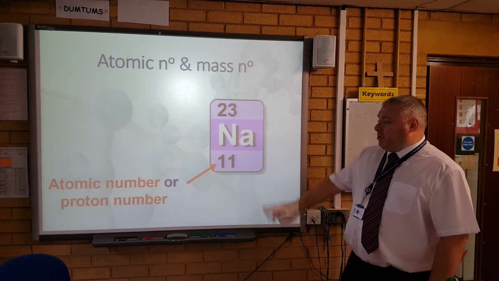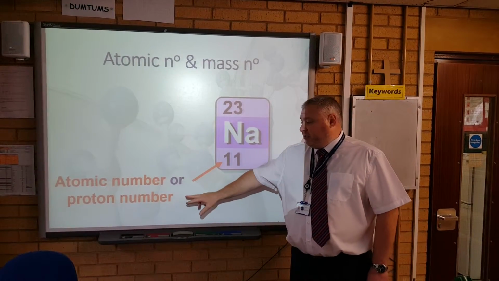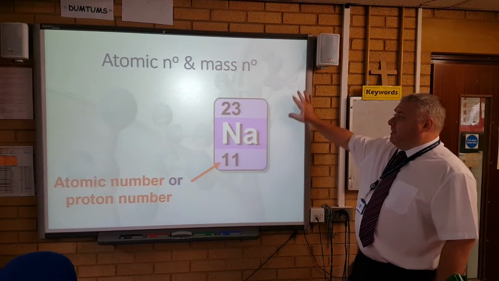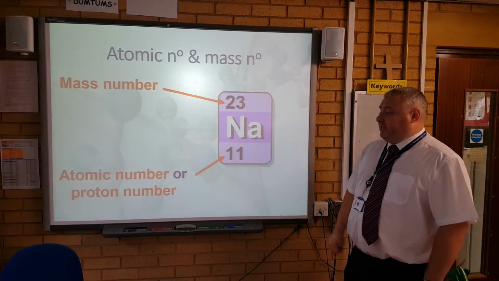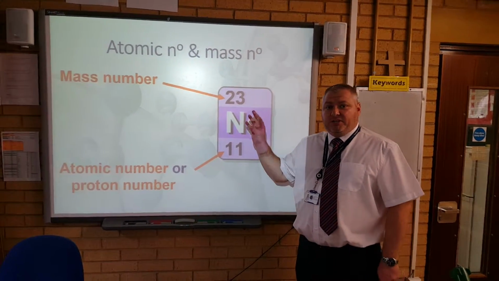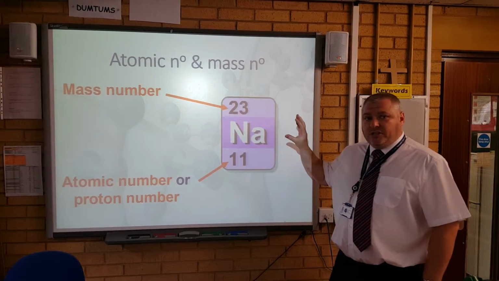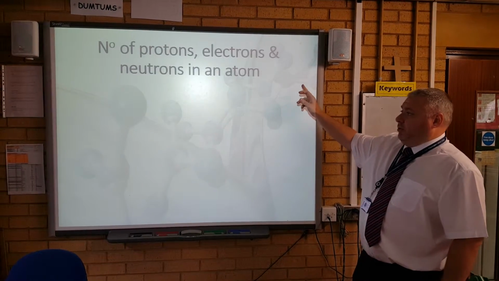If we look at the bottom number, the bottom number is the atomic number, and it's sometimes referred to as the proton number as well. And the top number is the mass number. From these two pieces of information, we can work out how many protons, neutrons and electrons there are in any atom for any element on the periodic table.